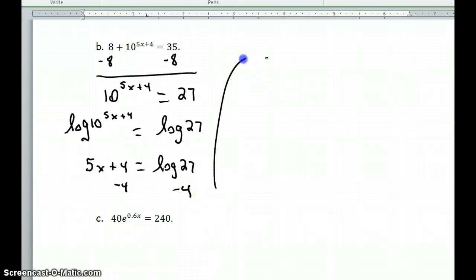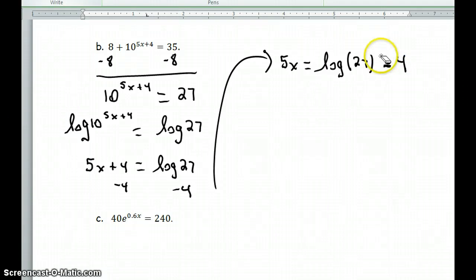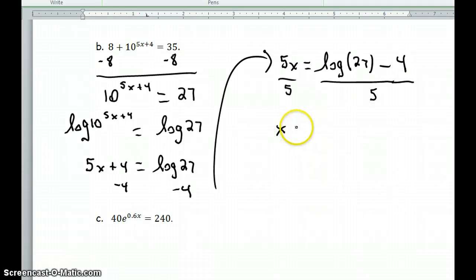I'm going to go up here. So I've got 5x is going to equal log of 27. Now I'm going to write this with parentheses. So I've got log of 27, subtract 4. This makes sure that it doesn't look like the log has the 4 in it. So it's log of 27, subtract 4. And then the last step is to divide by that 5. And so when I divide this, the whole thing divided by 5, I will have my final answer.